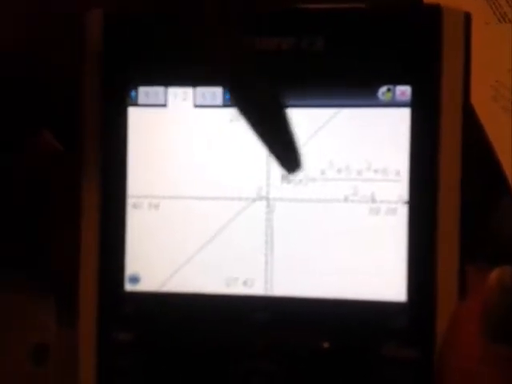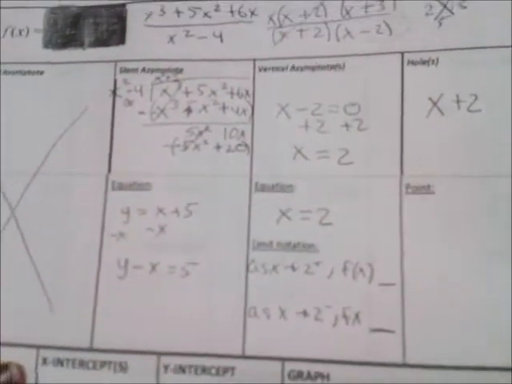From there, for our limit notation, as x goes to the right, it goes up, so it'll be positive infinity, and as x goes to the left, it goes down, so it'll be negative infinity. So going back to the paper, f of x for going right will be infinity, and as x goes to the left, f of x will be negative infinity. Now going to the holes, we're going to set it equal to 0 and solve.